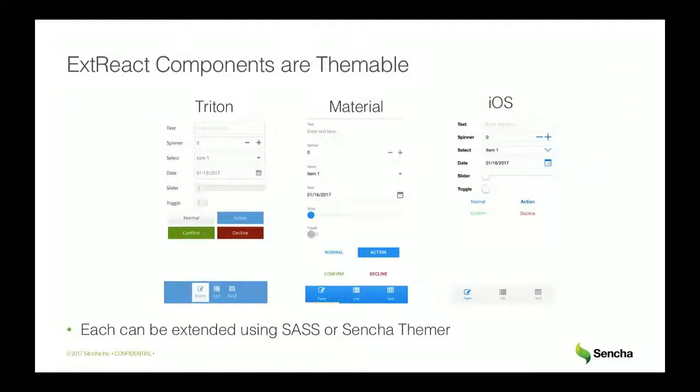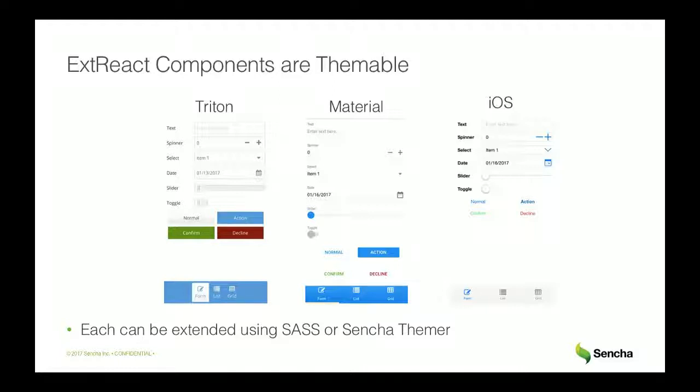So a big advantage of ExtReact over a lot of the other component sets out there is that ExtReact components are themable, much the same way that Ext JS components are themable. So without any configuration, ExtReact components are by default using the Material theme. So it follows Google's Material Design guidelines.